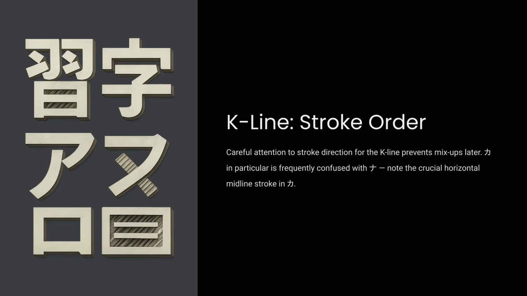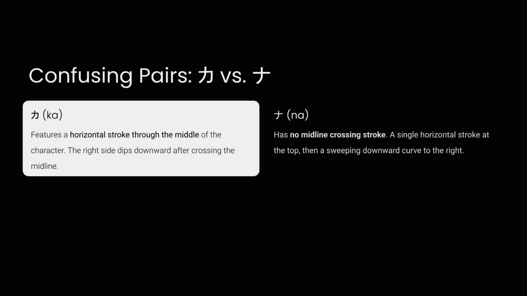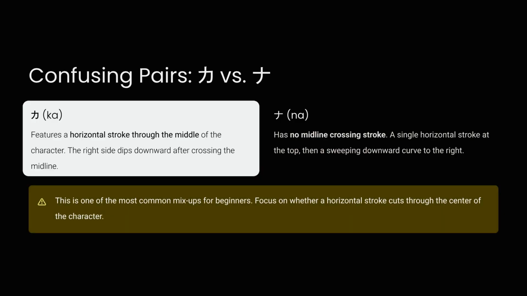Paying careful attention to the stroke direction for the K-line is crucial for preventing later mix-ups. In particular, ka is often confused with na. Note the crucial horizontal midline stroke in ka. The pair ka and na is a common point of confusion. Ka features a horizontal stroke through the middle of the character, while na has no midline crossing stroke. Focus on whether a horizontal stroke cuts through the center.